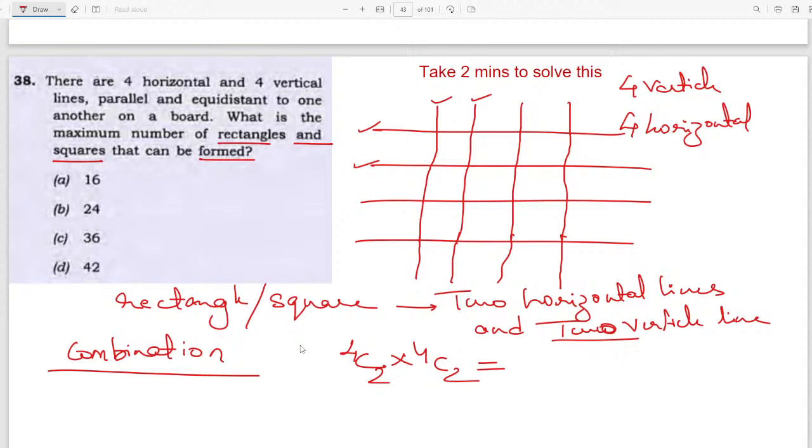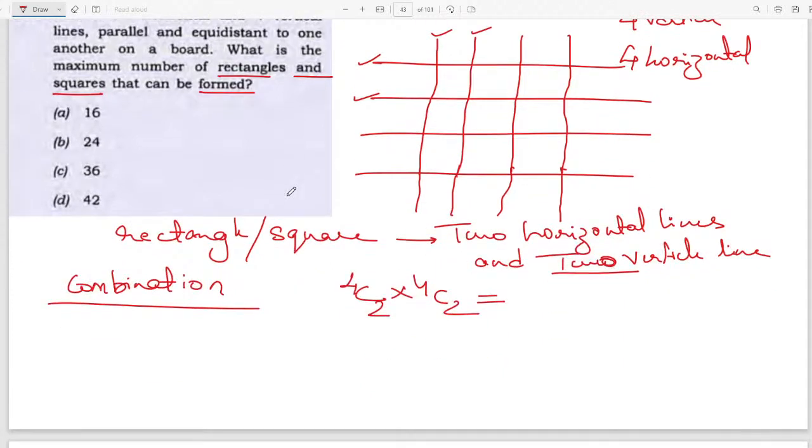And what is the formula of nCr? nCr is equal to factorial n divided by factorial r into factorial n minus r. This is the formula for nCr. When you are choosing r objects out of n objects, and the order doesn't matter, then the formula is given by factorial n divided by factorial r into factorial n minus r.